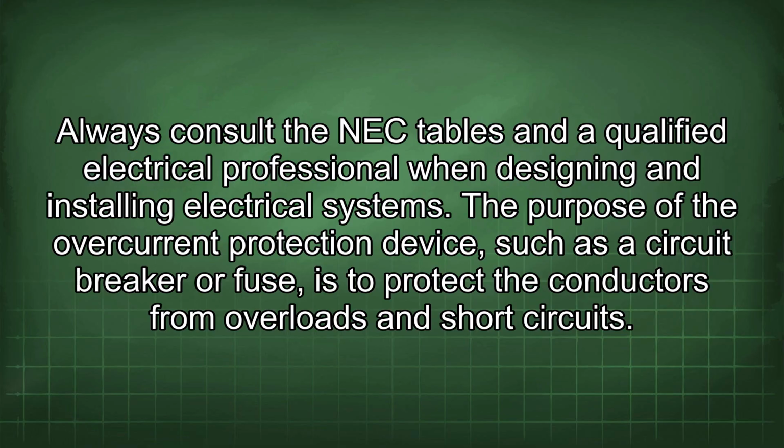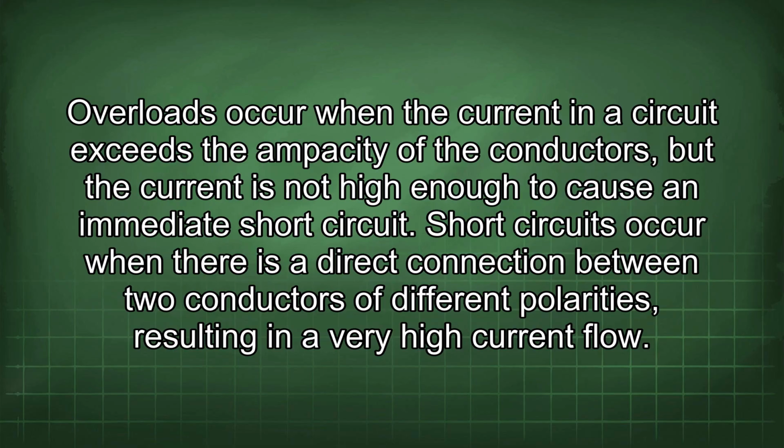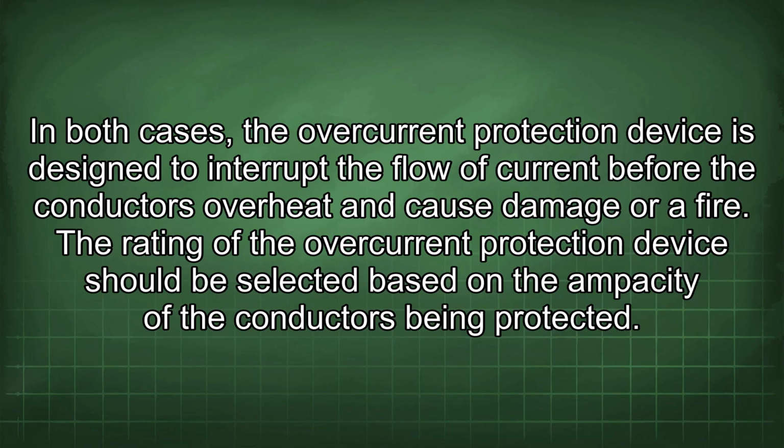The purpose of the overcurrent protection device, such as a circuit breaker or fuse, is to protect the conductors from overloads and short circuits. Overloads occur when the current in a circuit exceeds the ampacity of the conductors, but the current is not high enough to cause an immediate short circuit. Short circuits occur when there is a direct connection between two conductors of different polarities, resulting in a very high current flow. In both cases, the overcurrent protection device is designed to interrupt the flow of current before the conductors overheat and cause damage or a fire.